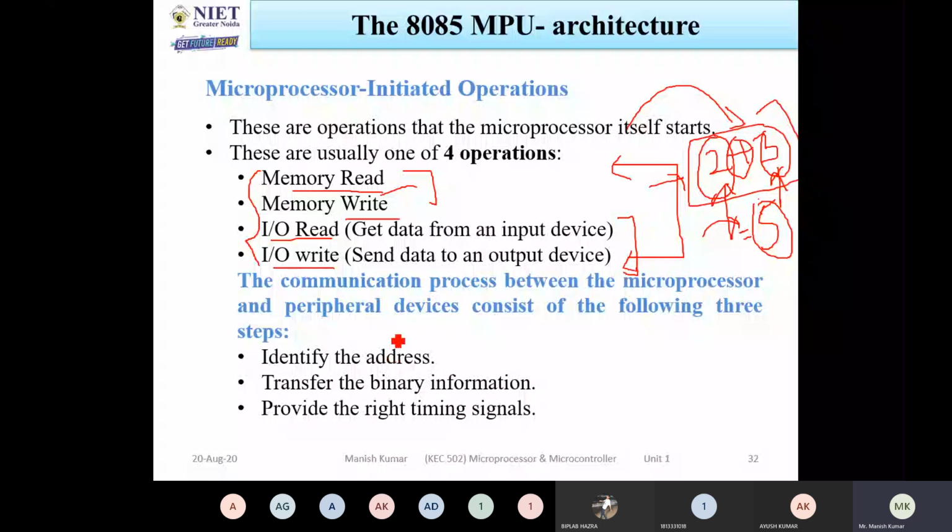Now you can see that the communication process between the processor and peripheral devices consists of the following 3 steps. Let us consider you are adding a printer to the system. So what actions will be done by the processor? These 3 tasks will be done.